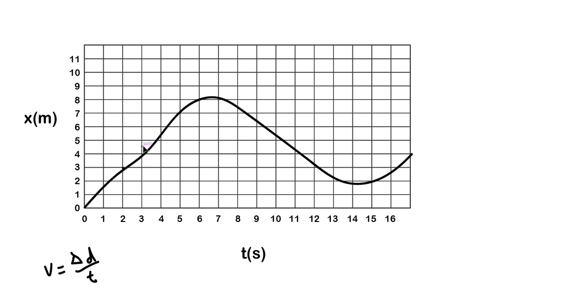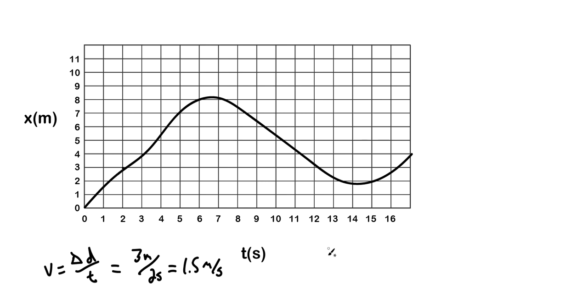So at any point here, the graph is angled at a certain direction. So let's take this point between 0 and 2 seconds. So in 2 seconds, we traveled 3 meters. So our velocity equals, we went from 0 to 3, so 3 meters in 2 seconds, or 1.5 meters per second.